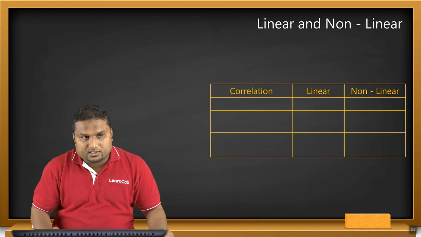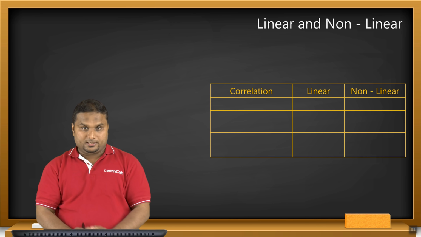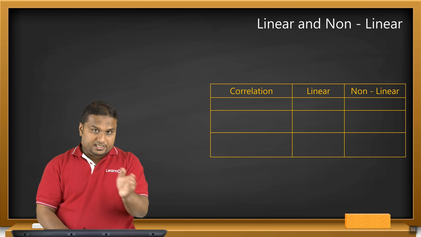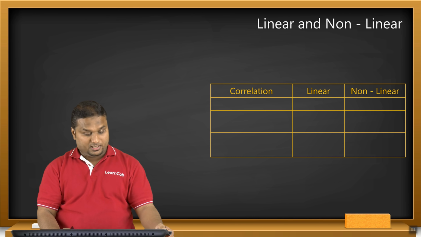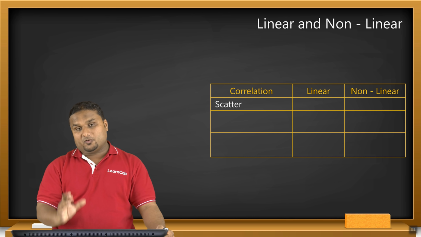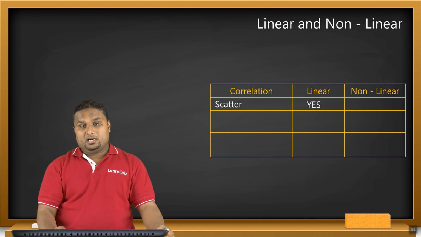The next keyword, welcome back. The next keyword is linear and non-linear. From the words linear relationship and non-linear relationship, there are some questions coming. For finding the correlation, there are 4 types of correlation. One is scatter diagram, second one is Spearman's rank correlation, third one is Karl Pearson's correlation, and finally the concurrent deviation is there.